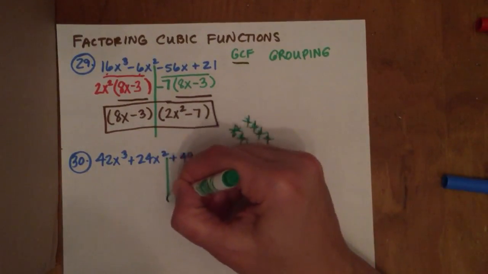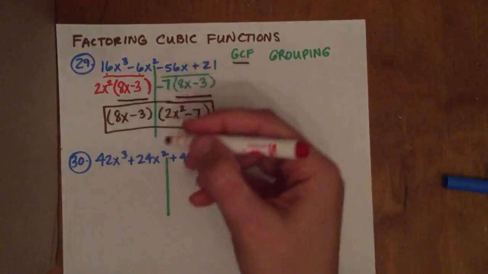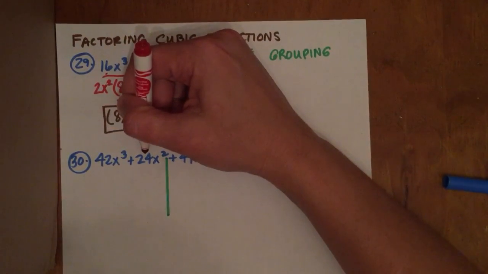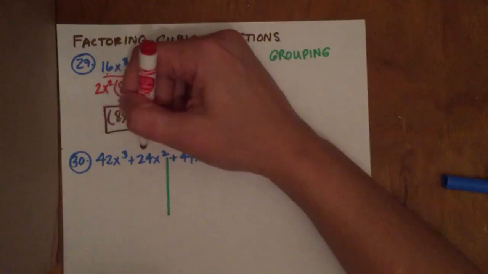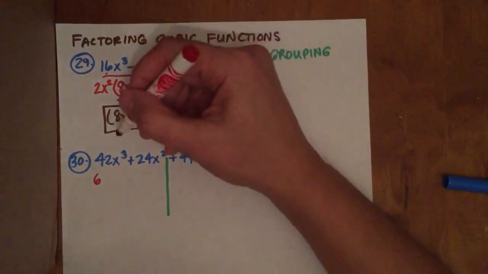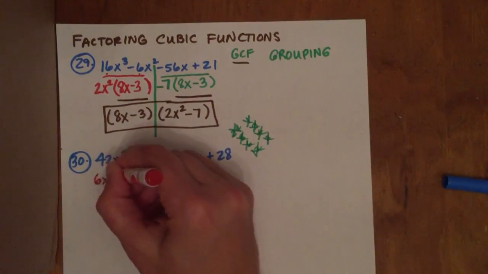So we're going to group these. And let's look at our first group. We don't have a GCF, so we're going to go straight to grouping. Between 42 and 24, there is a common factor here, and that common factor is 6. So I'm going to pull out a 6. And then x cubed and x squared, I can factor out an x squared.